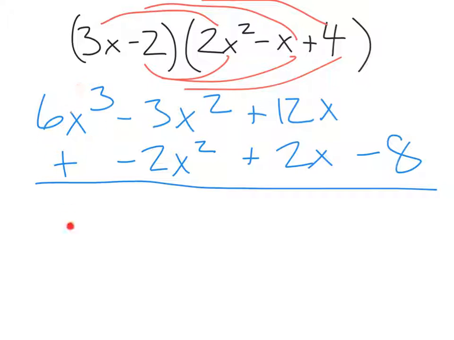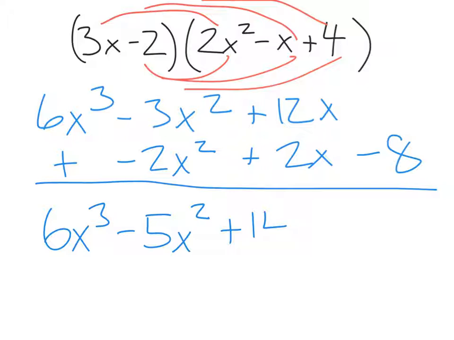But basically our 6x cubed is by itself, our x squareds combine, our x's combine, and our 8 is by itself. So our final answer, 6x cubed. Negative 3 and negative 2, that'll give us a negative 5x squared. 12 and 2, that gives us 14x, and our minus 8.